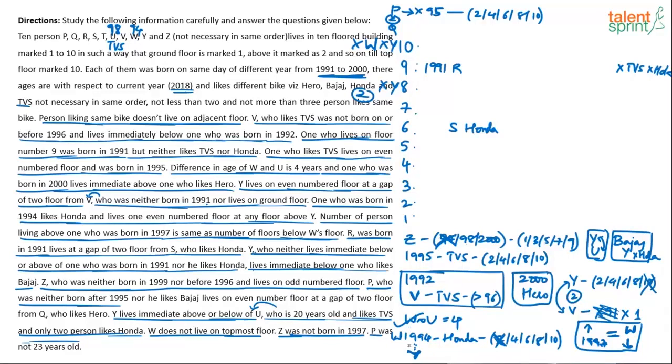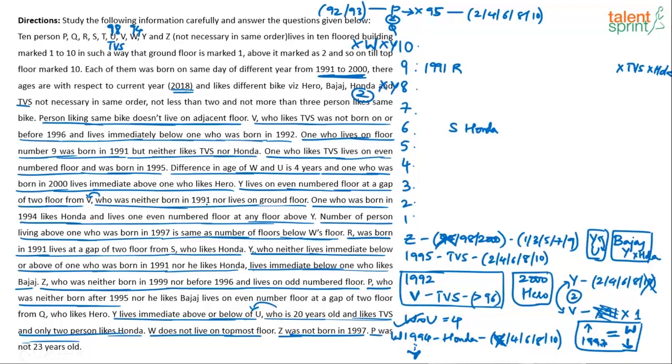And 94 is also W. So P can be either 92 or 93. There are only 2 possibilities for P. Yes or no? P is either 92 born or 93 born. Why is it so? Because we know that P was not born after 95. He was born before 95. Before 95 there are only 4 years: 91, 92, 93, 94. 94 is for W. 91 is for R. So P should be 92 or 93.